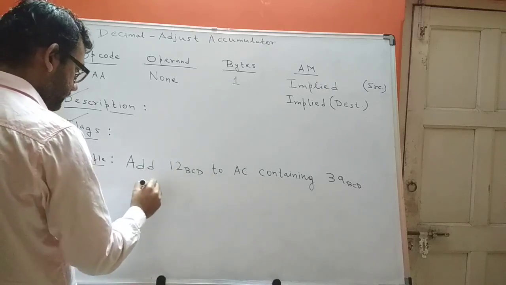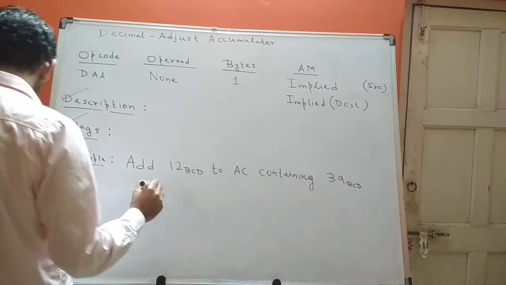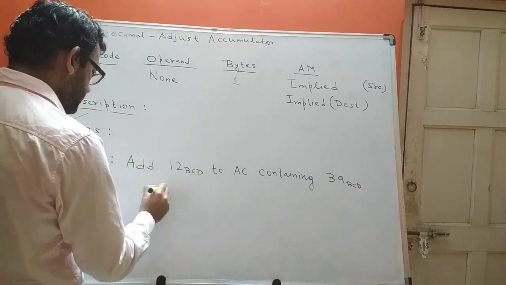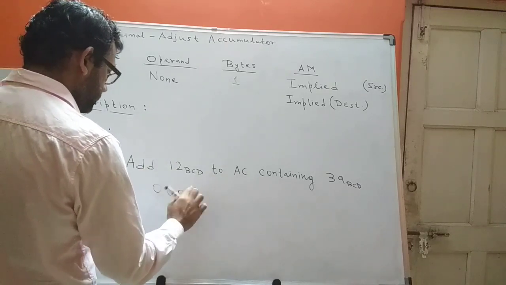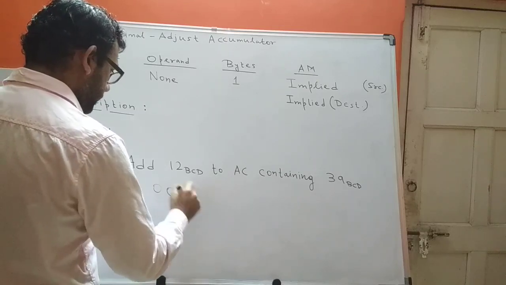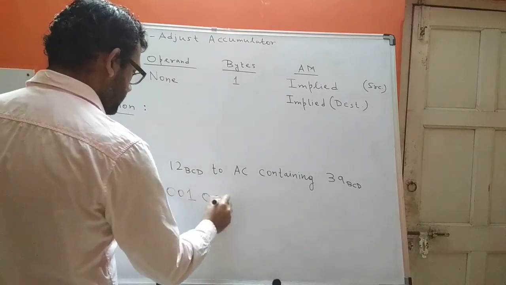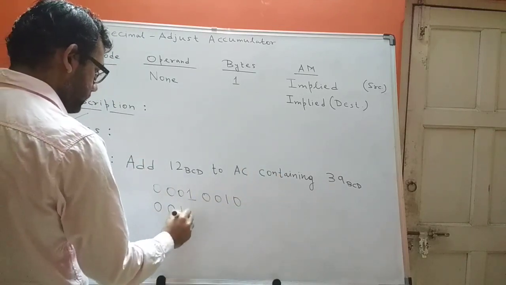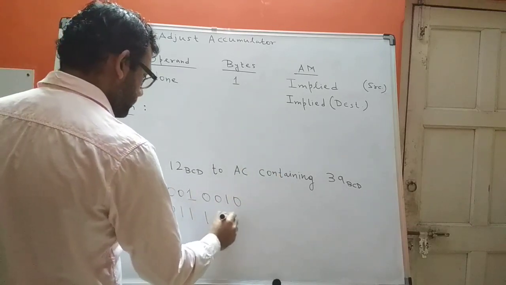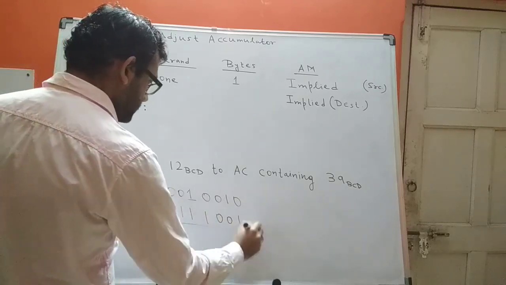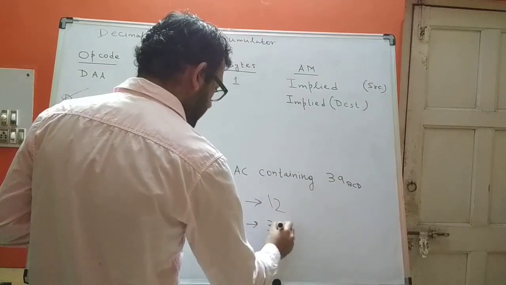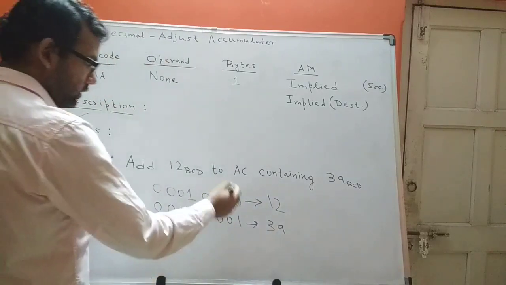12 is in hex, so I can write it in binary as 0001 for 1, and for 2 it is 0010. And what about 39? 0011, 1001. So this is my 12 and this is my 39. Now let's add these two. It's normal binary addition.